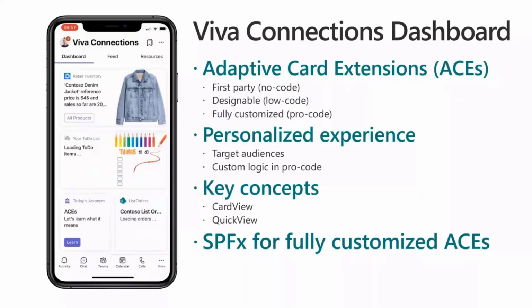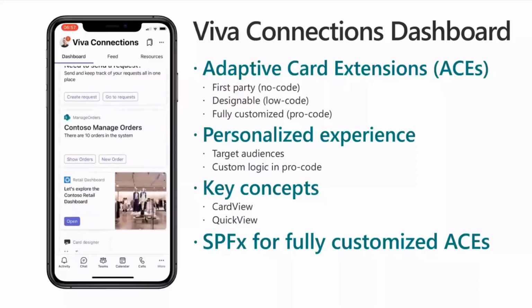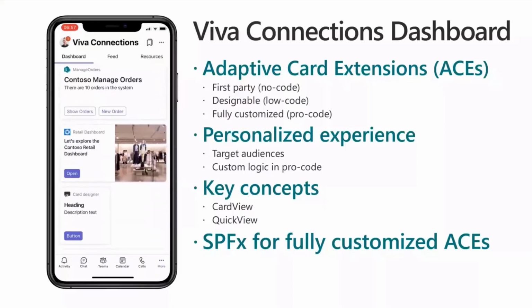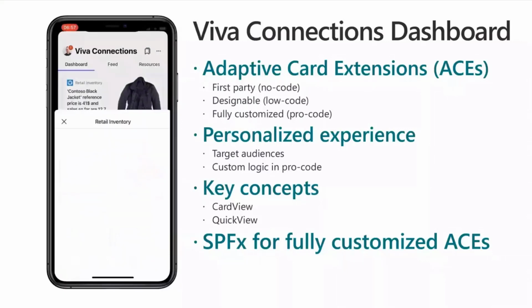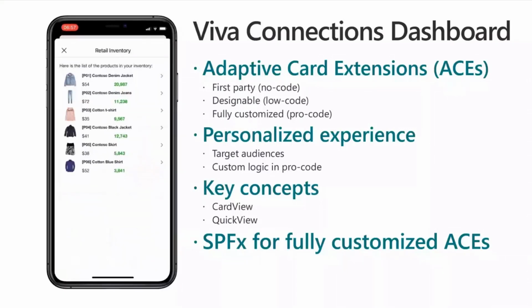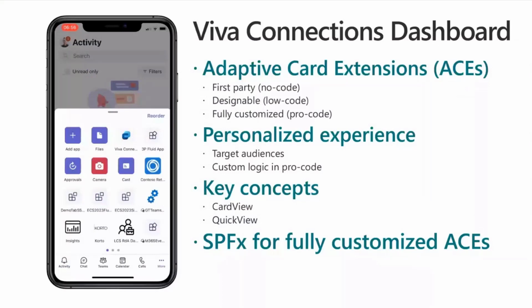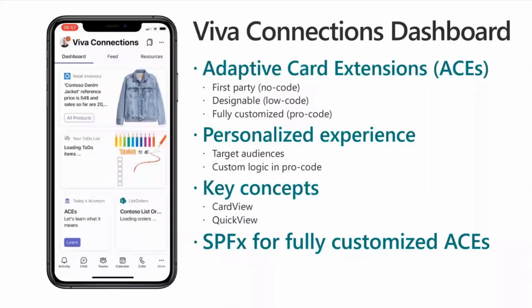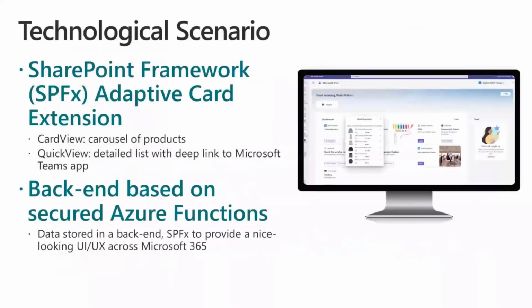No matter what, when you create and when you configure the Viva Connection dashboard, you put on the dashboard a set of cards which can be targeted using the target audiences, and eventually you can use custom logic if those are pro-code developed solutions. And whenever you do that, you have the card views and the quick views. What you see right now on the screen, the retail inventory, is called quick view because it is a popping up screen which allows you to provide an advanced UI in your cards, while all of these rectangles or squares that you see are called card views and are the main entry point of every single adaptive card extension.